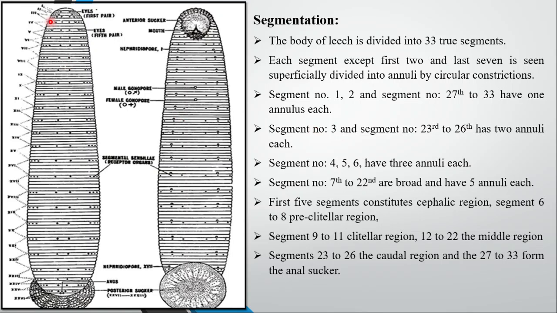So segment number 3. See here, this one, where my laser is pointing. The third segment is this one. So the third segment and segment numbers 23 to 26 have two annuli each. From segment number 3 to segments 23 to 26, each has two annuli. So these are the annuli.